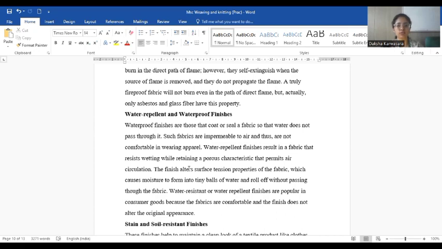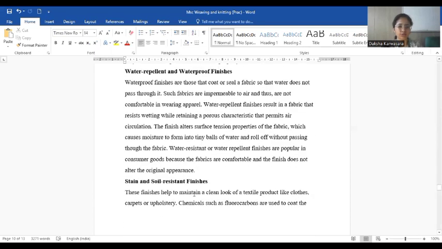Water repellent finishes result in a fabric that resists wetting while retaining a porous characteristic that permits air circulation. There is a little bit of difference between waterproof and water repellent finishes. With waterproof finishes, water cannot pass and air cannot pass through the fabric. But in water repellent finishes, some porous characteristics are retained in the particular fabric, so that it makes it easy to wear.